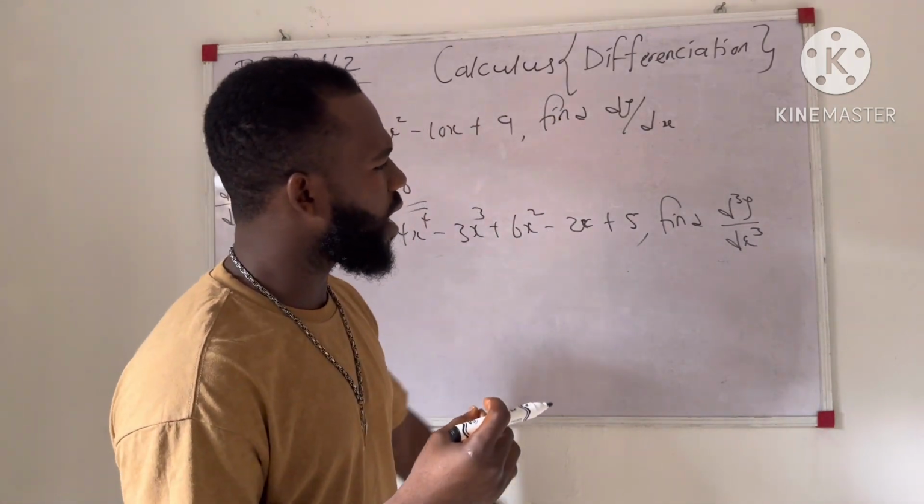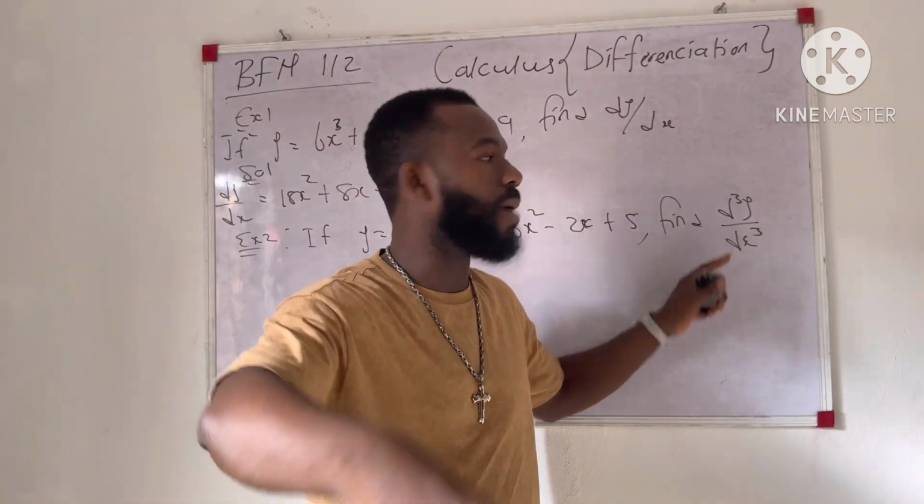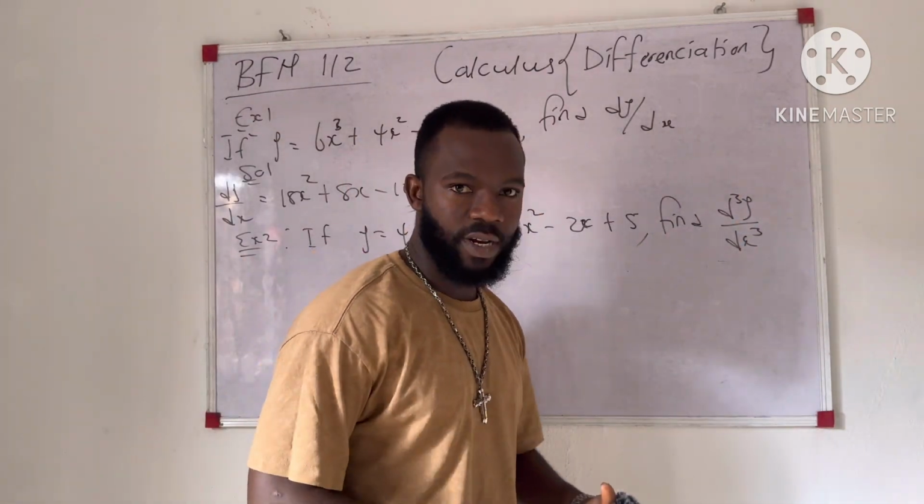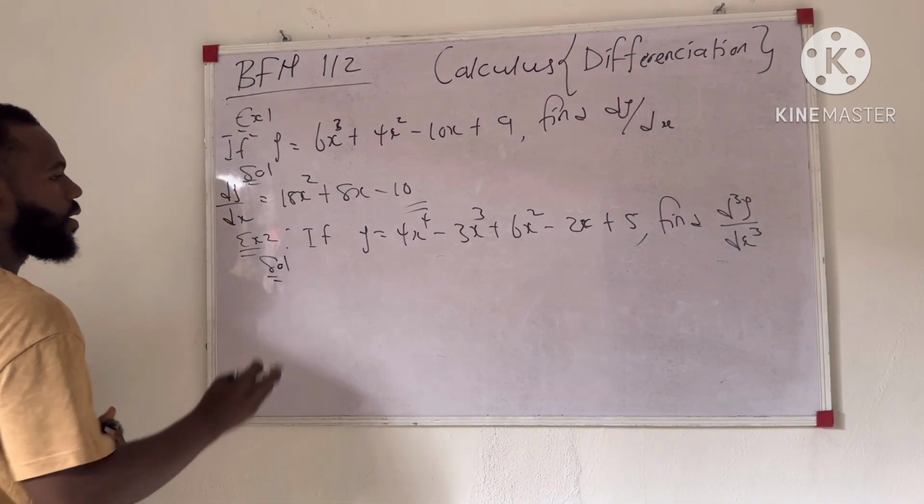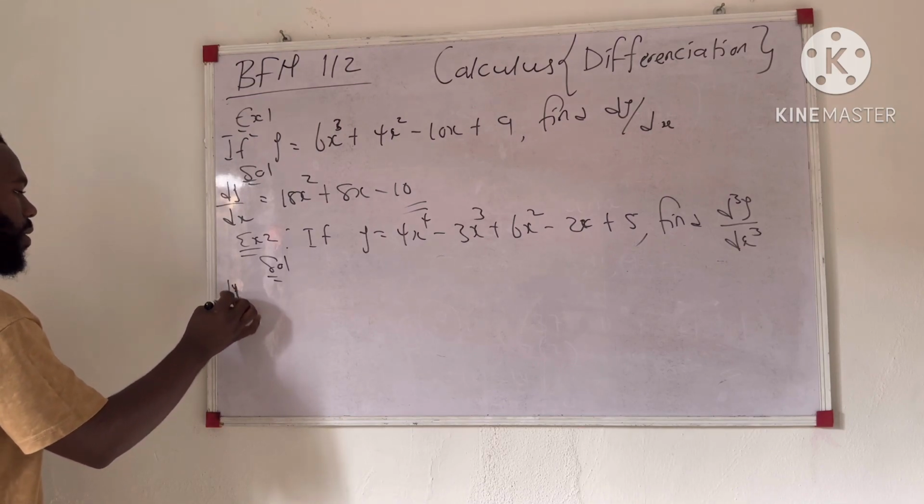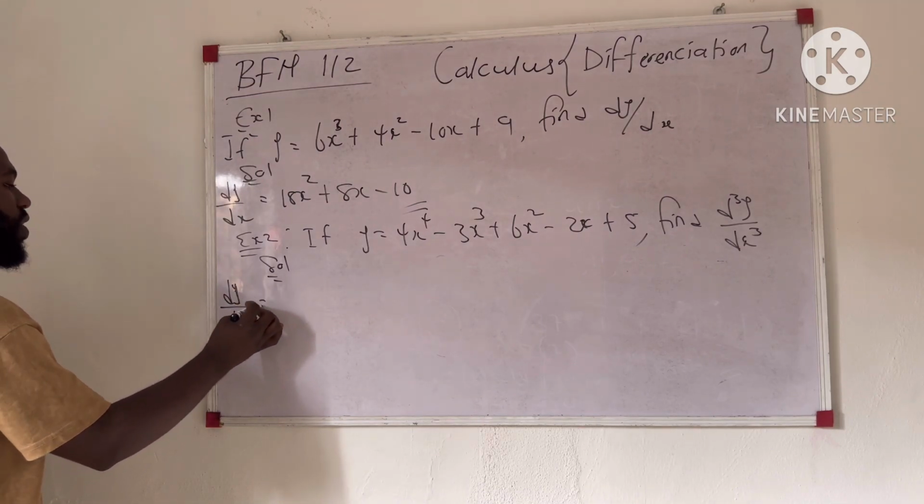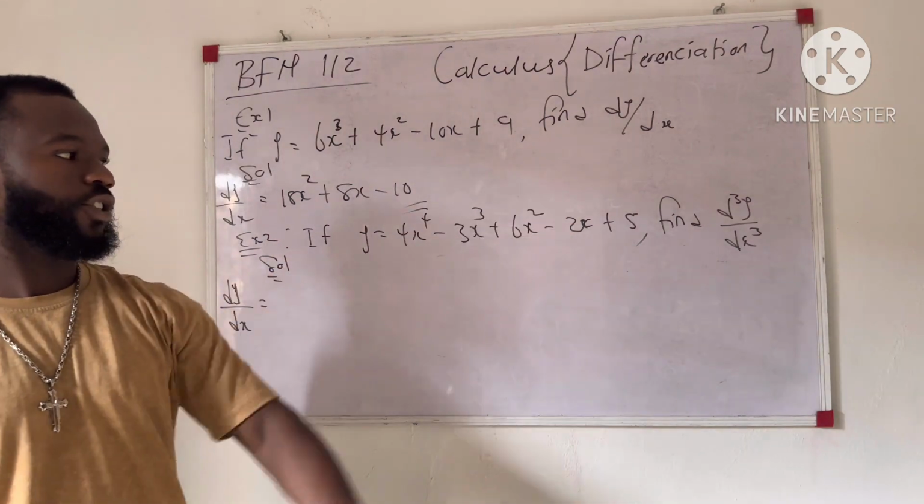And don't forget, before you can get to this, you have to get the dy over dx, then the d²y over dx², before you now get this order. So let's begin the question. Let's start solving. The first one I'm going to solve for is dy over dx, which is the first order or the first principle. So let's differentiate this function now.